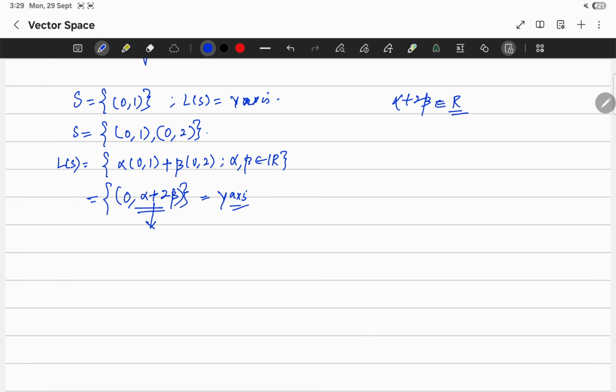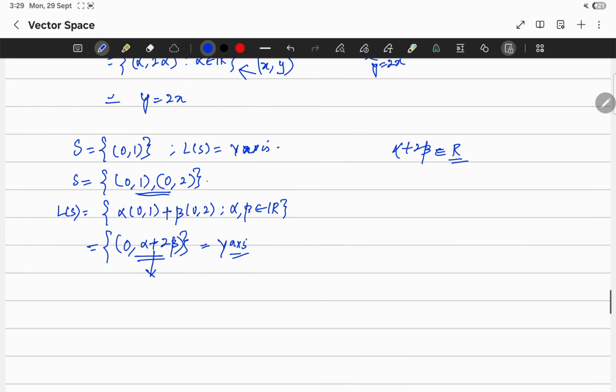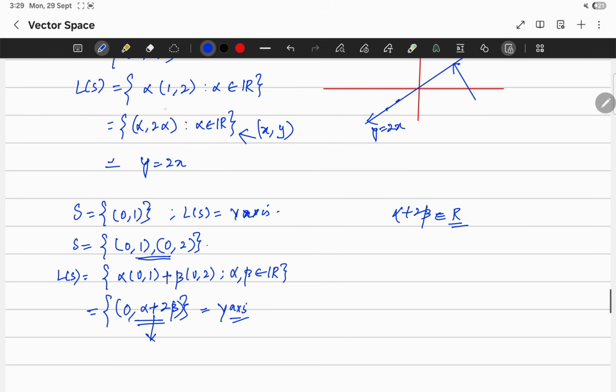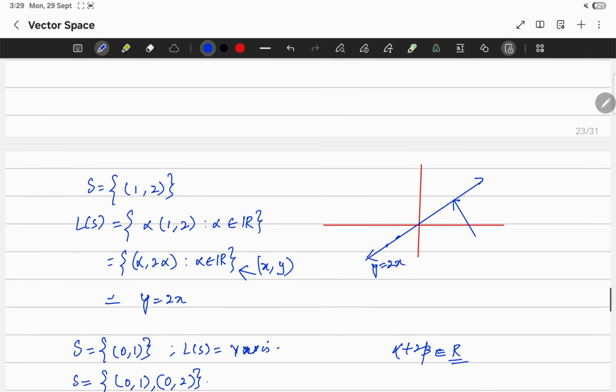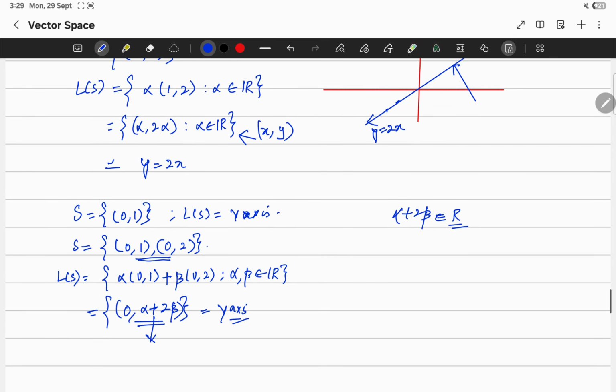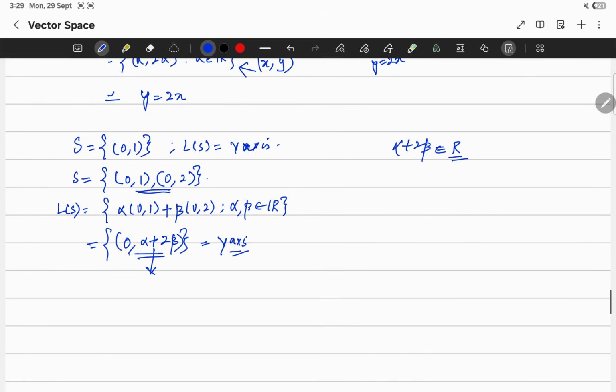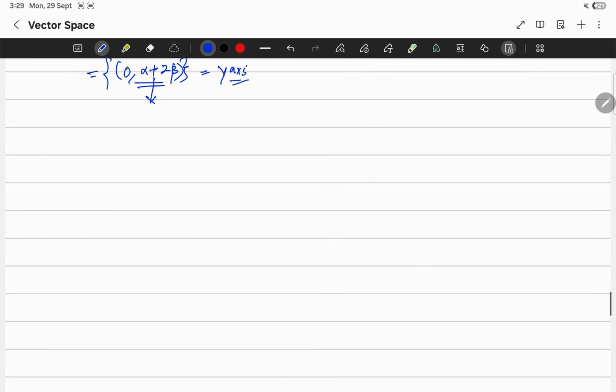So you can check that these two vectors span the y-axis, and this vector also spans the y-axis. If you check (1, 2), it spans the line that's passing through (0, 0), whose equation is y equal to 2x. So this is the span of the set.